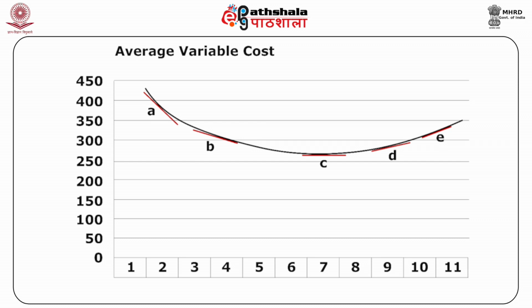The average variable cost at a particular point of time is given by the slope of the ray from the origin to a point on the total variable cost curve. At points A and B, the slope of the average variable cost is falling continuously. At point C, it is the minimum point, and thereafter it rises. This is the property of a U-shaped cost curve.